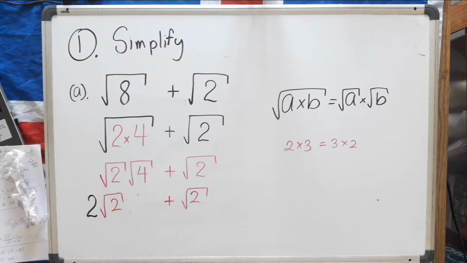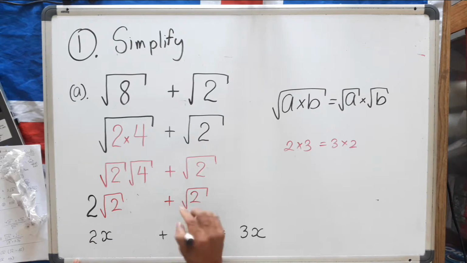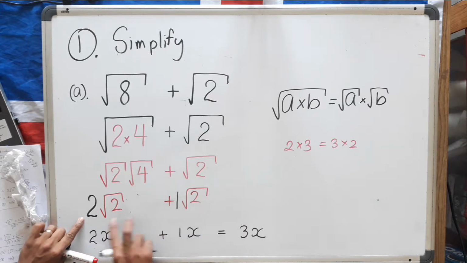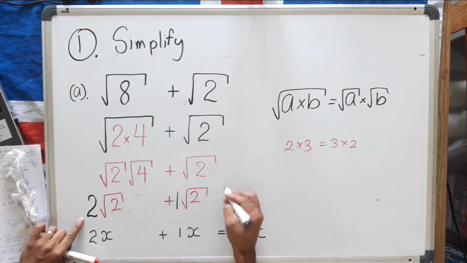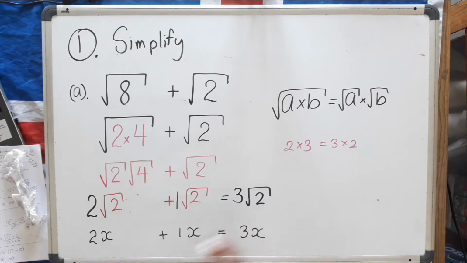So how do we do this question now? Remember, if I have 2x plus 1x, what would be my answer? Won't it be 3x? So you see how this has a number in front, but this one doesn't have a number in front? Won't the number 1 be understood? Instead of x, I have a square root of 2. So 2 square root of 2's plus 1 square root of 2 will give me 3 square root of 2. This is my final answer.